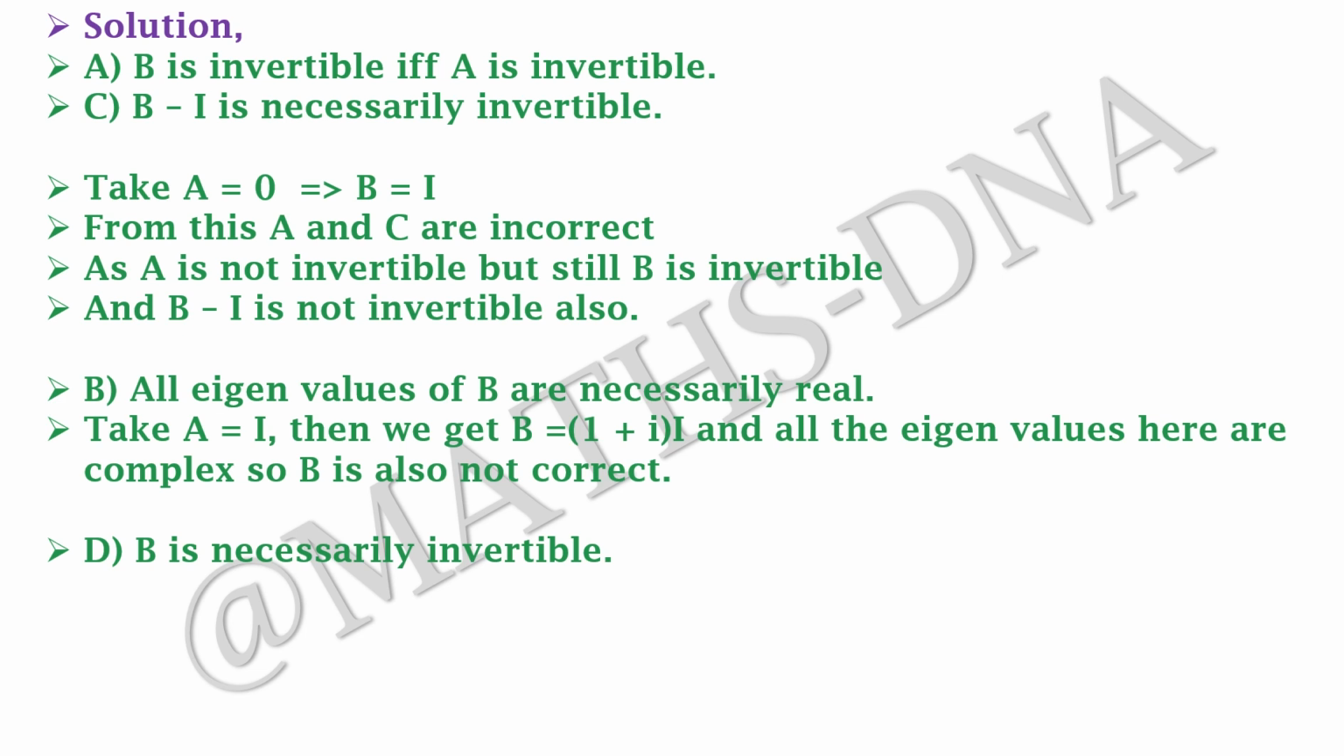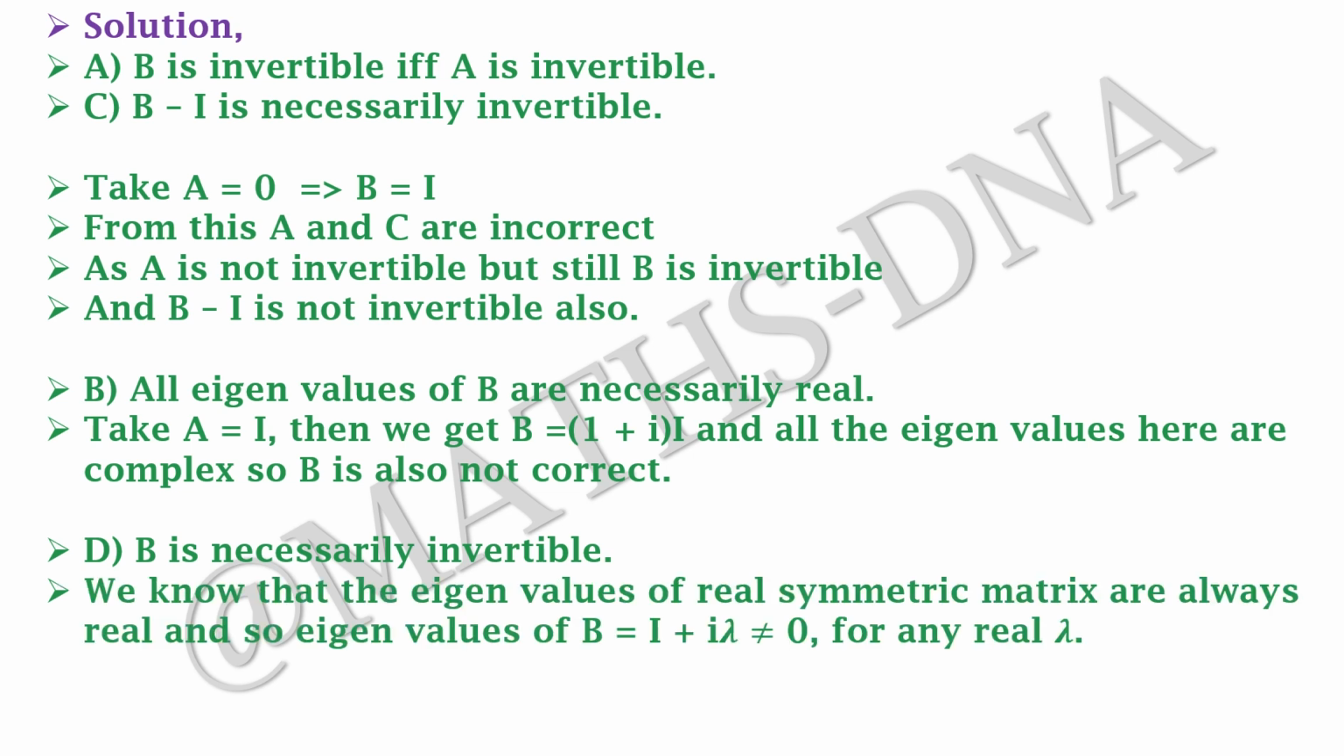And now option D says B is necessarily invertible. Now if the other three options are incorrect, then the remaining one has to be correct, but we will still prove it so that we are good at it. It is given to us that eigenvalues of real symmetric matrices are always real, and so the eigenvalue of B, that is equal to 1 plus i lambda, will never be equal to 0 for any real lambda, that is, eigenvalue, and so B is necessarily invertible, and therefore option D is correct.